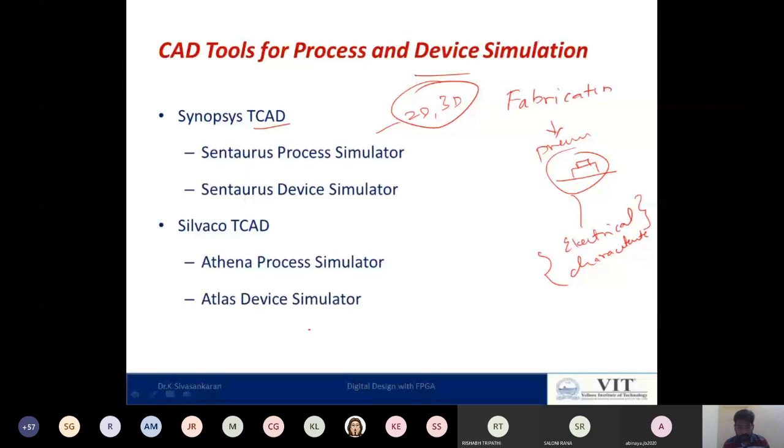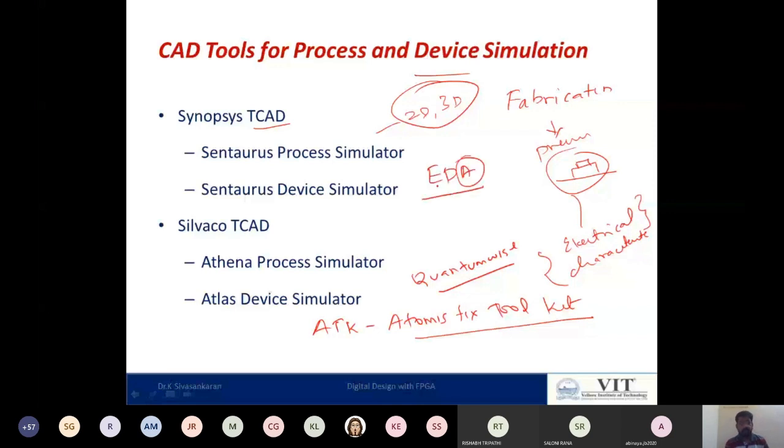And of course, we have one more set of tools. We call that ATK, Atomistix Toolkit. So you can work on material characteristics and interface characteristics at the atomistic level. So we have the QuantumWise Atomistix Toolkit. So these are all the tools that we have. Starting from the process till system level, we have all sets of EDA tools. EDA stands for Electronic Design Automation. As the name says, automation means less human intervention.